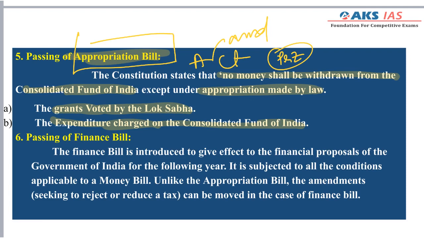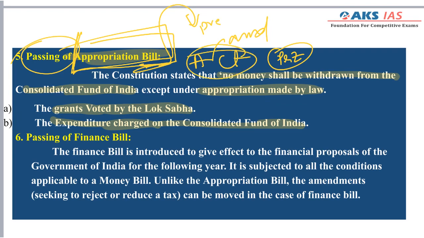So this act authorizes the payment from the Consolidated Fund of India. That means the government cannot withdraw money from the Consolidated Fund of India till the enactment at this fifth stage we are seeing, where the appropriation bill is passed and given to the President. Till it becomes an act, they cannot withdraw money from the Consolidated Fund of India.